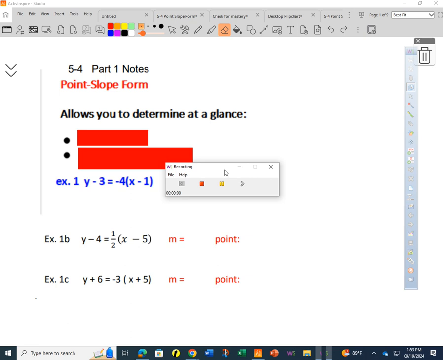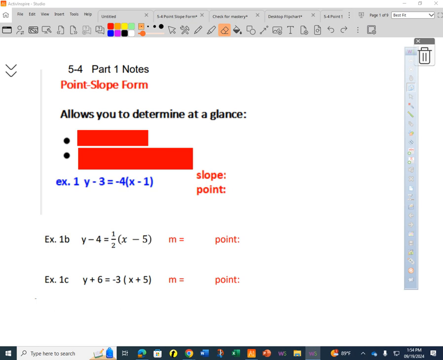This is part 1 of September 19th lesson. I forgot to turn the recording on, so I recorded during class, and this is the first part that I did not get recorded. Today we are talking and learning about point-slope form.